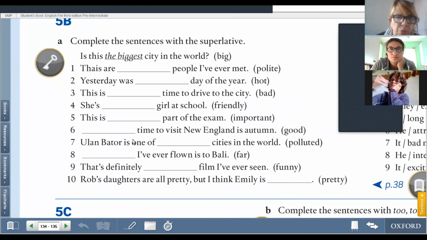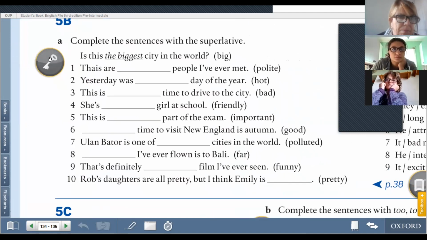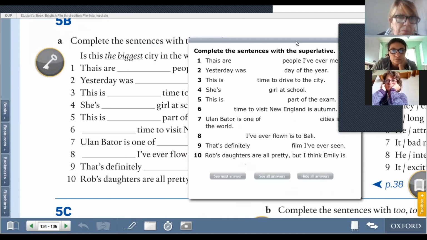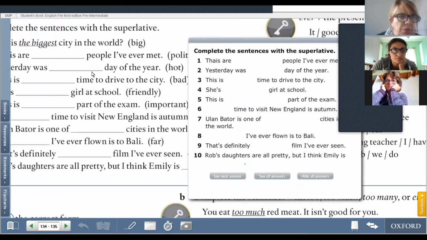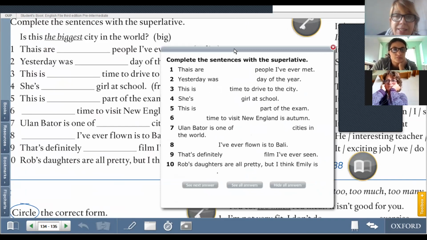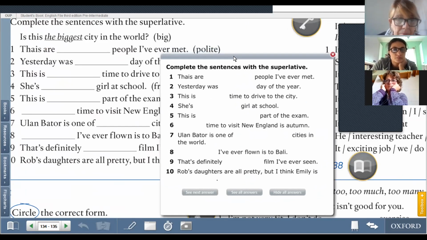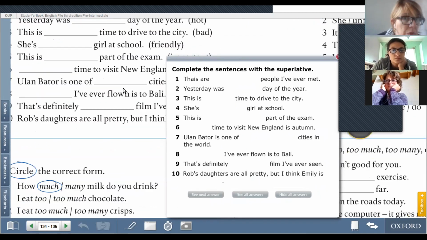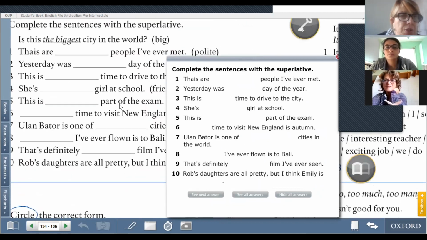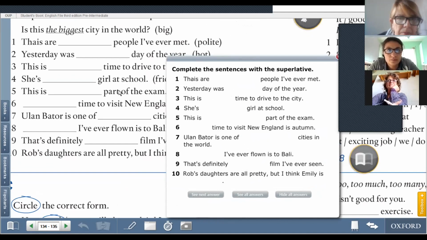Let's try to practice them. First one: is this the biggest city in the world? Be careful if the sentence is superlative, we don't have any interrogative. What do you say, Anna?